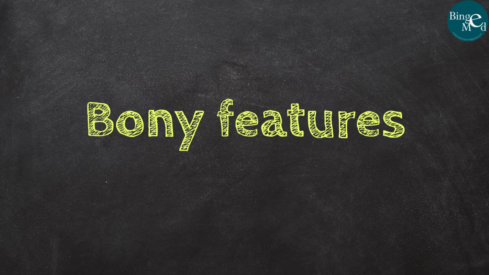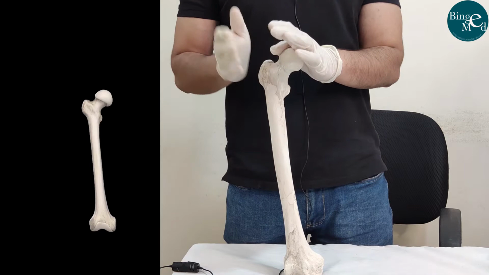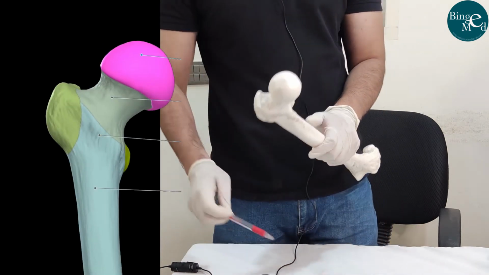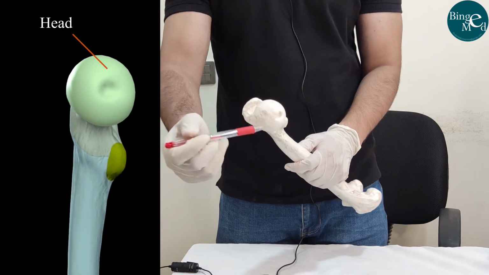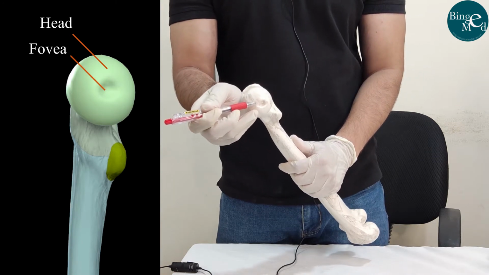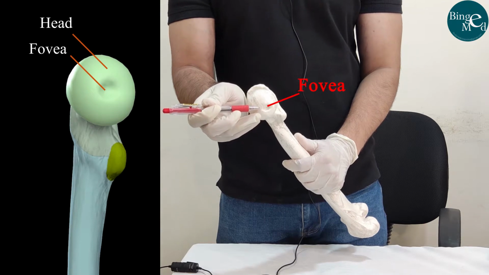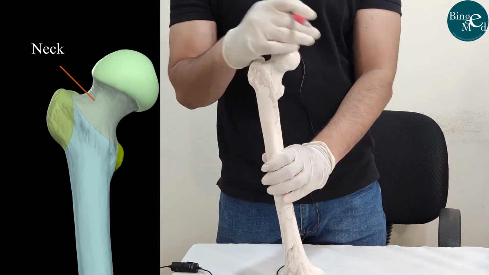Bony features. In order to describe the bony features, we will divide the femur bone in three parts: upper end, shaft and lower end. Upper end has three following features. This is the head, a rounded head, which has a depression at its center called the fovea, which provides the attachment to the ligament of the head of the femur.